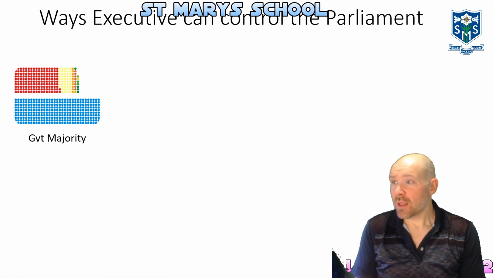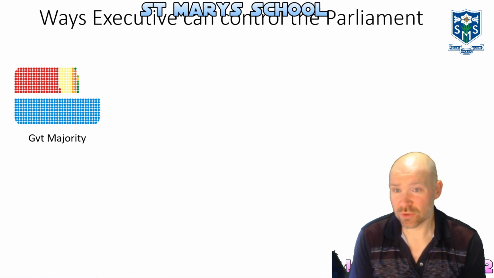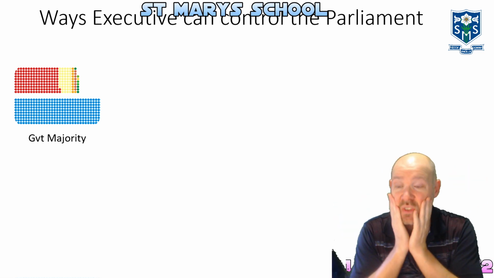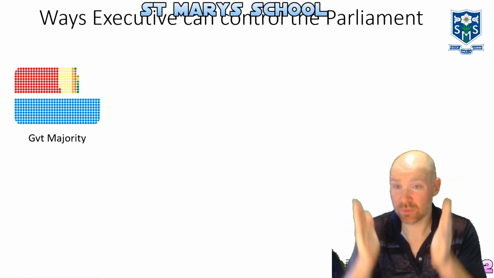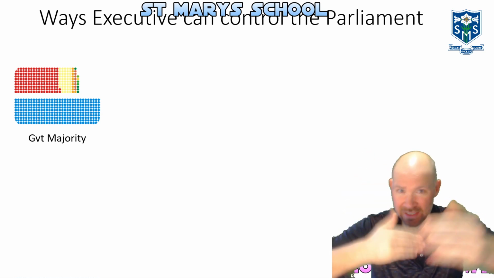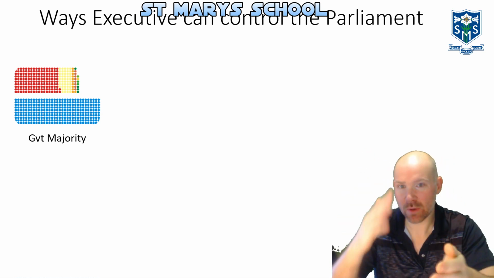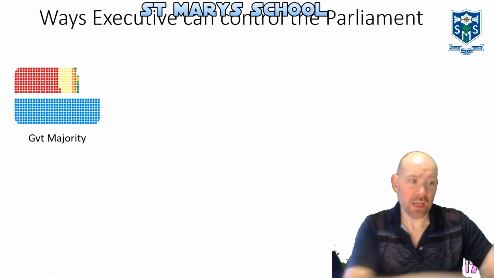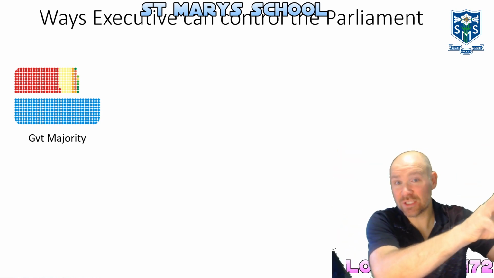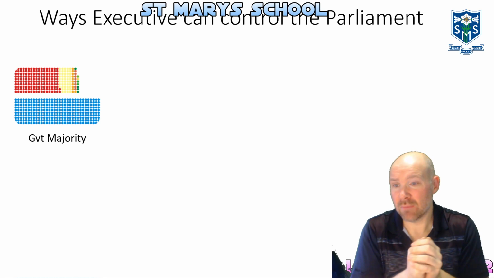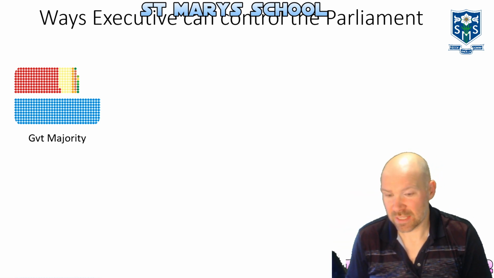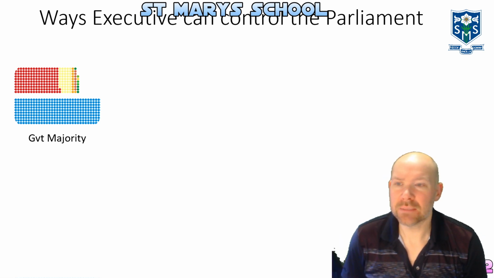Okay, so the first way that the government seeks to control the parliament or the legislature, because that is the same thing in the British system, is that the government or the executive, remember the words government and executive are also interchangeable. So during this video I will be using the terms executive and government interchangeably, and I'll be using the terms parliament and legislature interchangeably. And when I say prime minister, I will also be referring to the executive and the government probably.